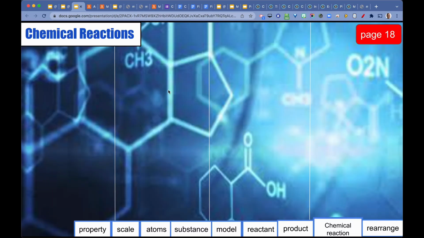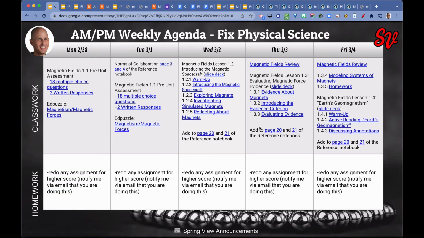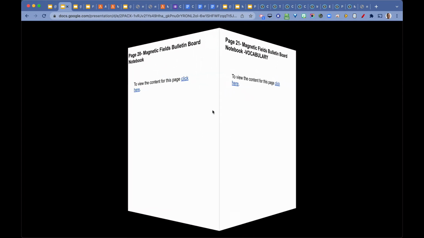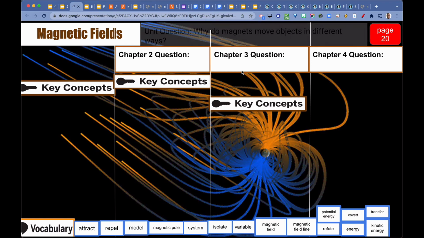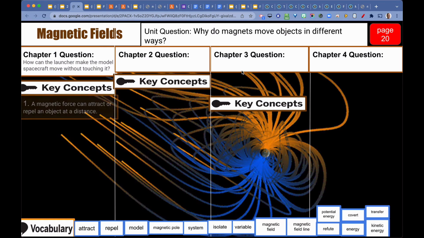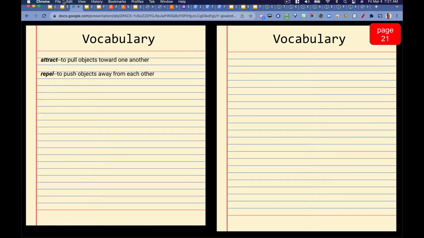So let's take a look at the notebook real quick. It takes us to, whoops, that's not the correct one. Let's go back here. Alright, the correct notebook link is right here. So we click on that link, and here is the magnetic fields bulletin board notebook that they could copy down. They copied down the unit question, the chapter 1 question, and the key concept: magnetic force can attract or repel an object at a distance. And then we have some vocabulary words that we copied down in that first lesson.